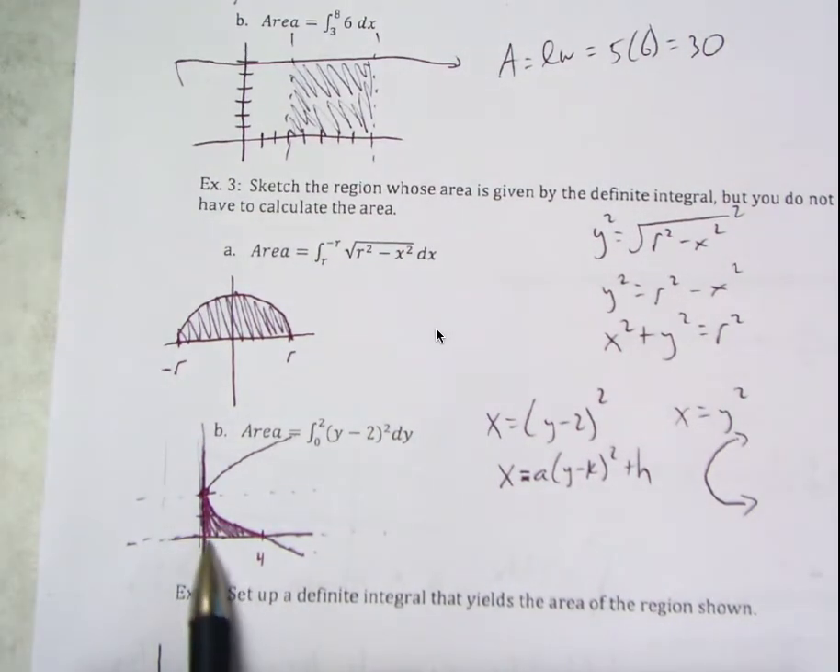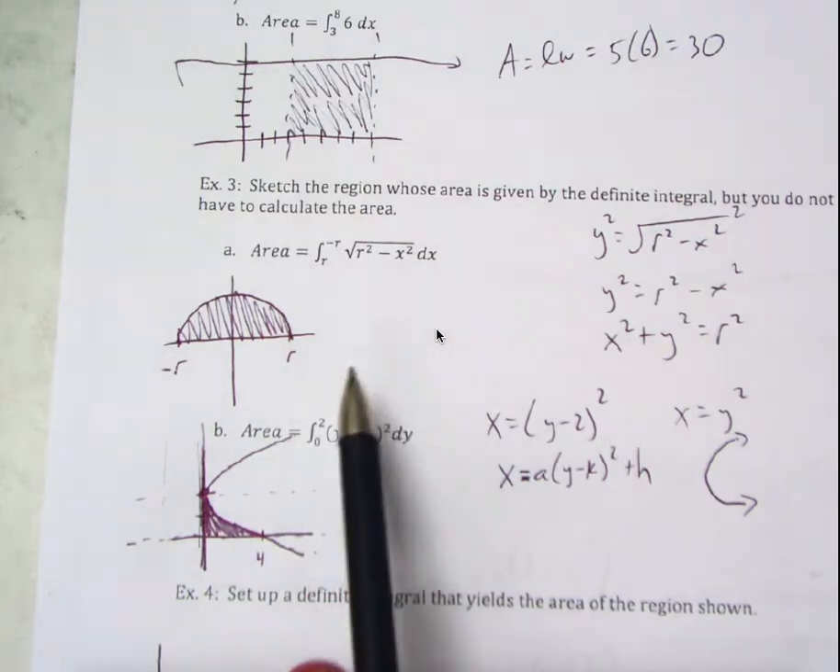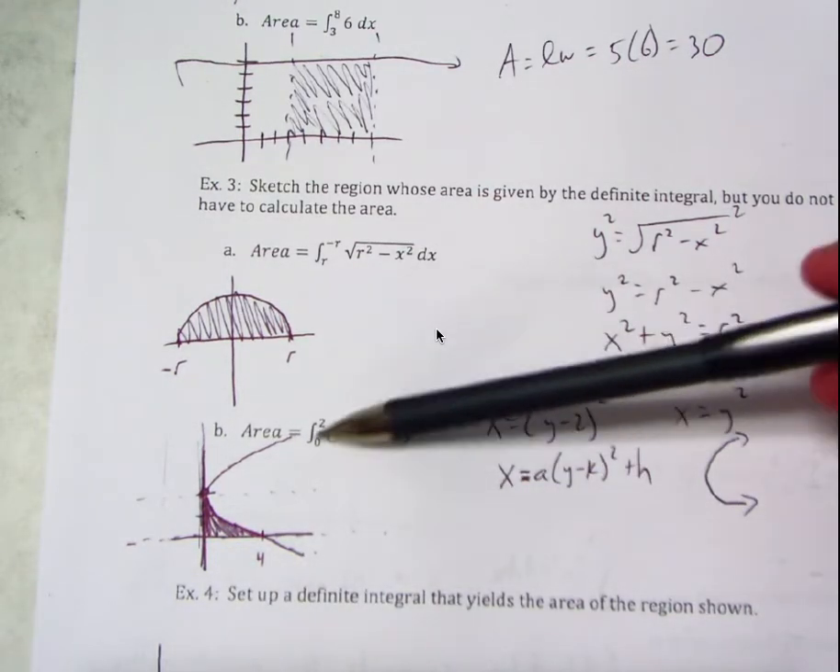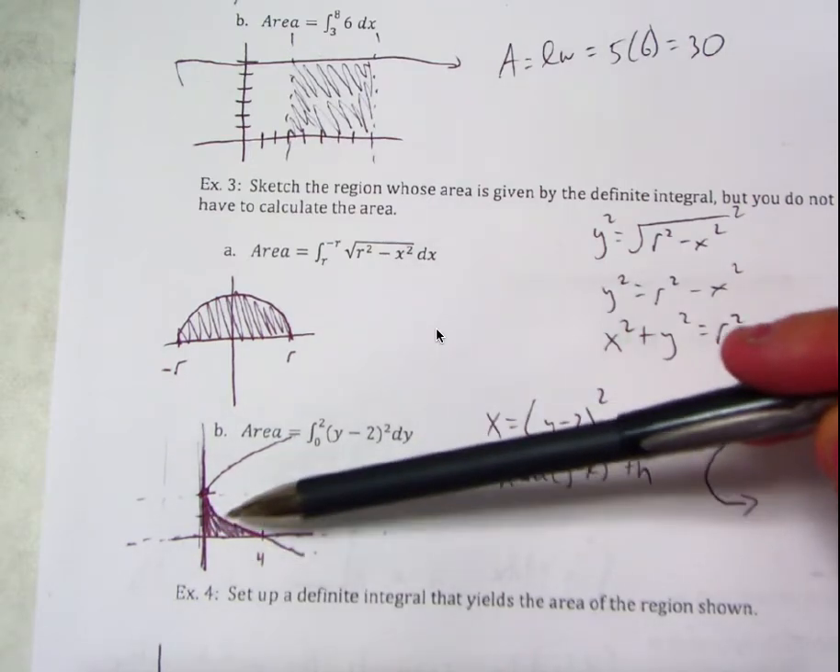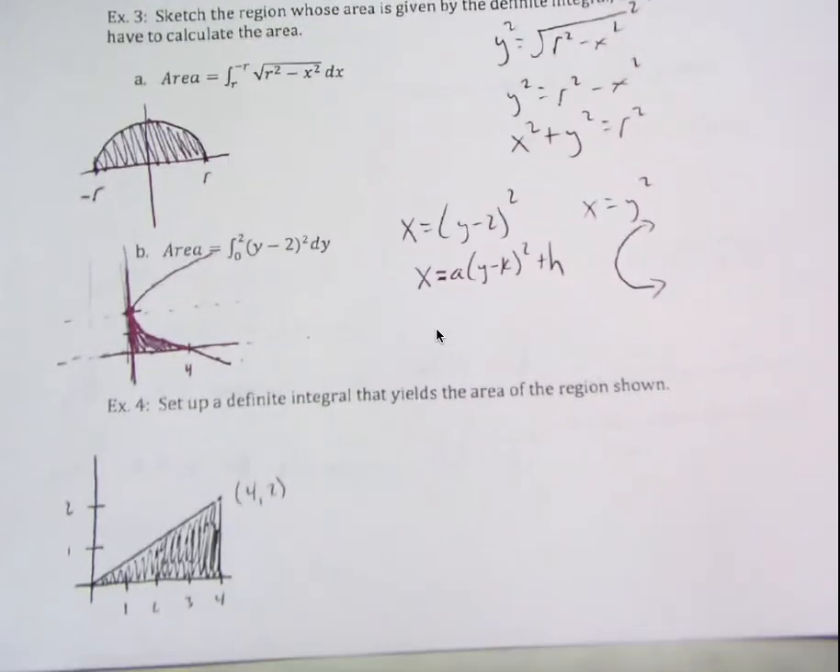Now again, we don't have any formulas to find this area. That's why it says you do not have to calculate this area. But like I said, next class we'll learn how to do this by hand. We'll actually be able to find the exact area of that curve right there. The next one just goes the other direction.